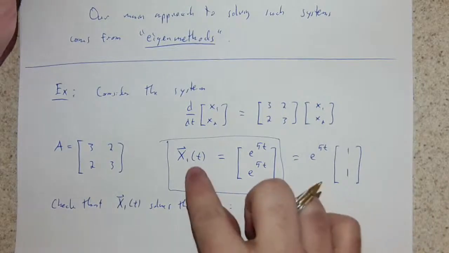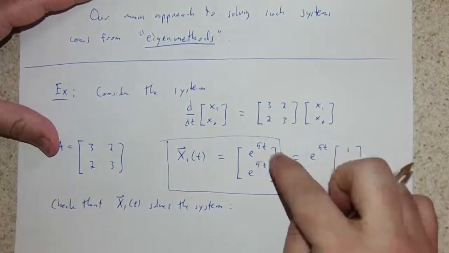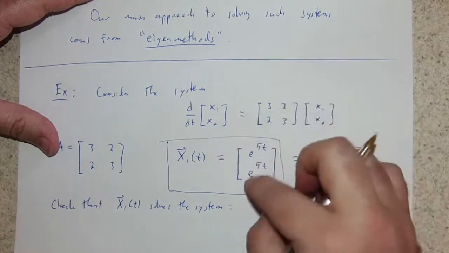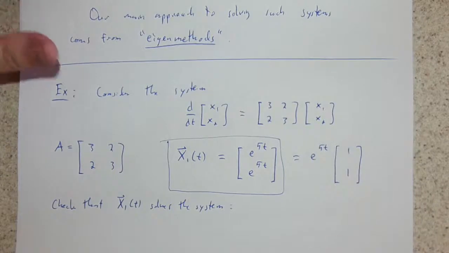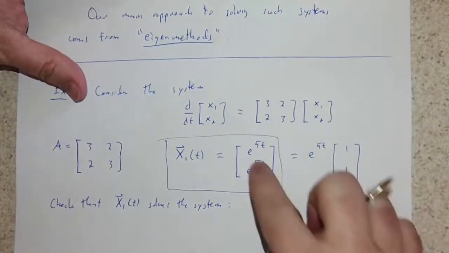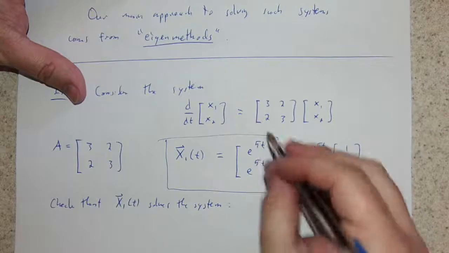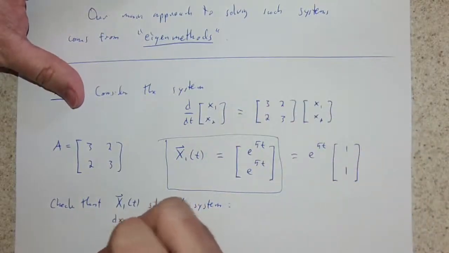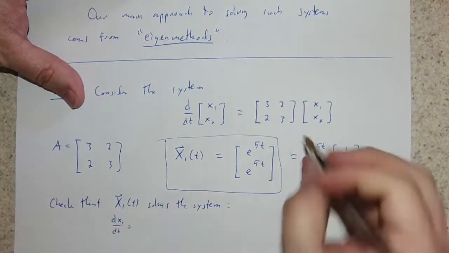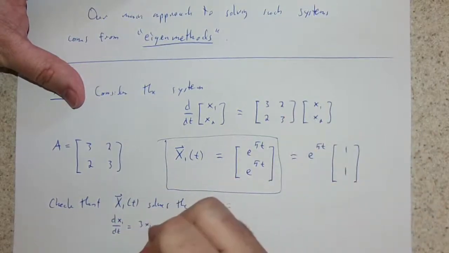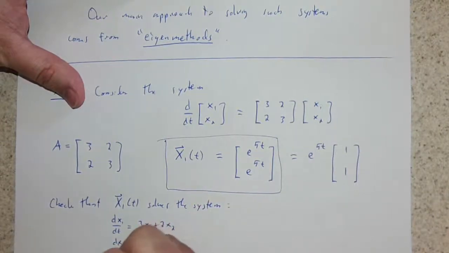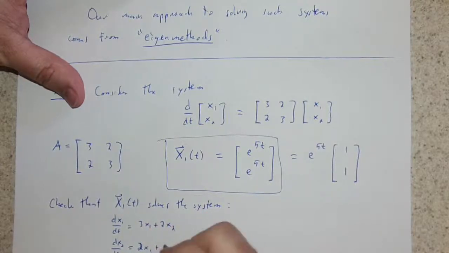Okay, well, big X1 of t is this vector of functions e to the 5t, e to the 5t. So if I let x1 and x2 both be e to the 5t, what do I get? So let's check. Here, this equation, of course, is the same as the system dx1/dt is equal to 3x1 plus 2x2, and dx2/dt is equal to 2x1 plus 3x2.